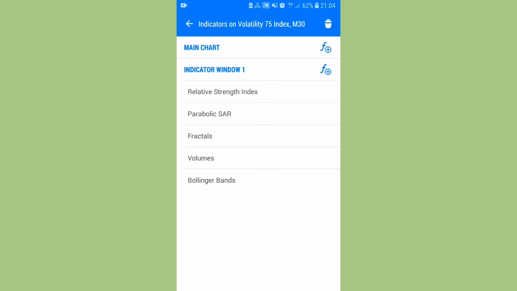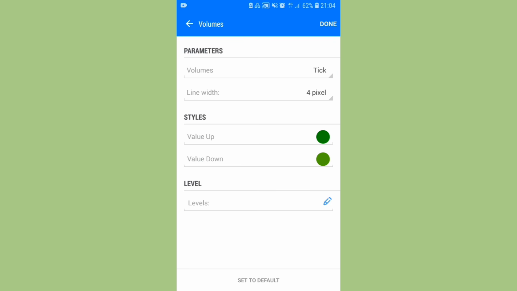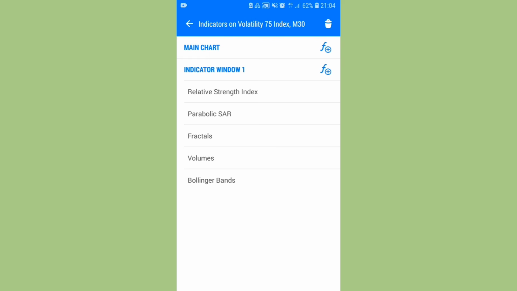Our fourth indicator is Volumes, with the following parameters: volumes tick, line width 4 pixel, and for the styles, value up and value down both have the same color, which is green. You click done. Our last indicator, and the most important indicator of this strategy, is the Bollinger Bands.